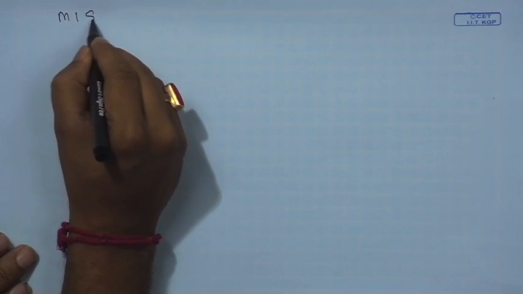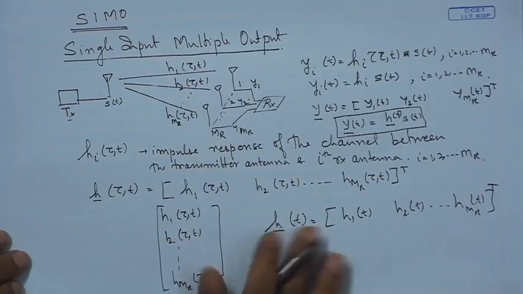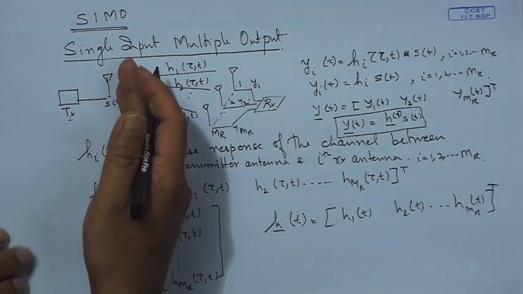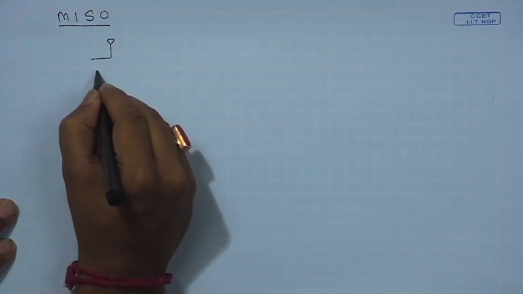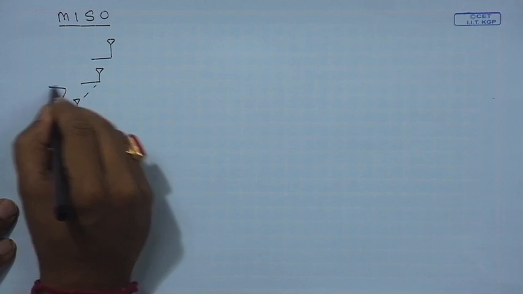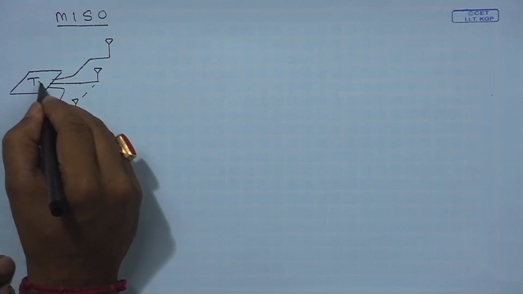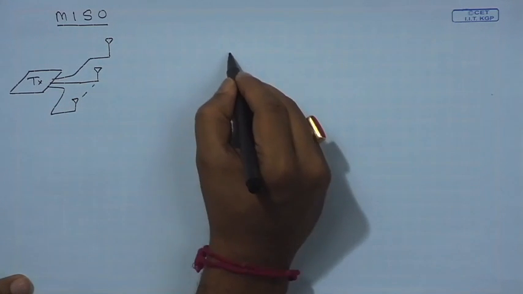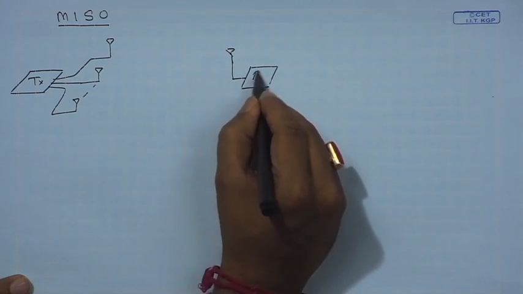Next we move on to the multiple input single output. So that means the reverse of this condition. If we take this condition, this becomes the transmitter and this becomes the receiver. So as if there are multiple transmit antennas, and there is only one receive antenna. So this is the reverse condition.